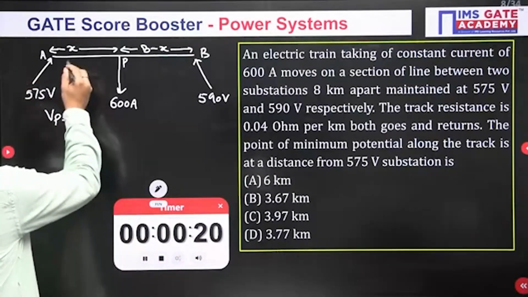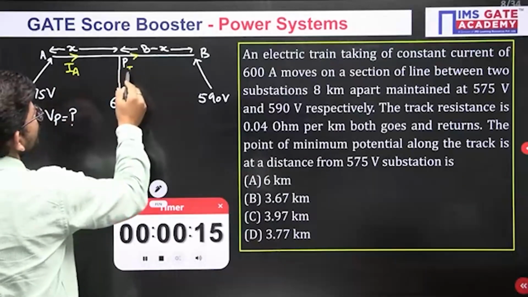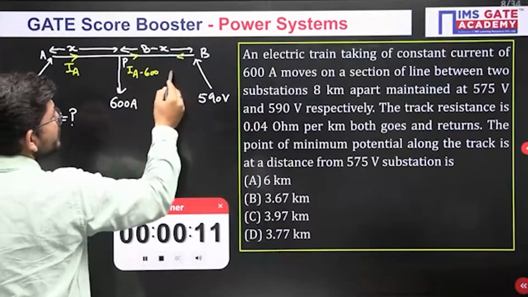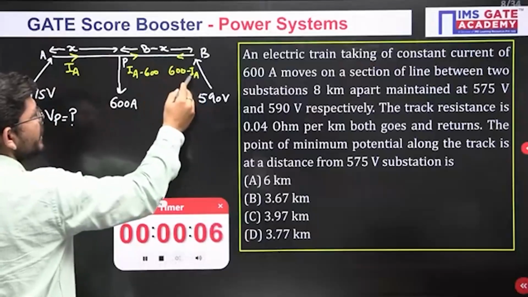If we assume that the current here is IA, then the current here will be what? IA minus 600 in this direction, or in this direction it will be 600 minus IA, whatever you can take.